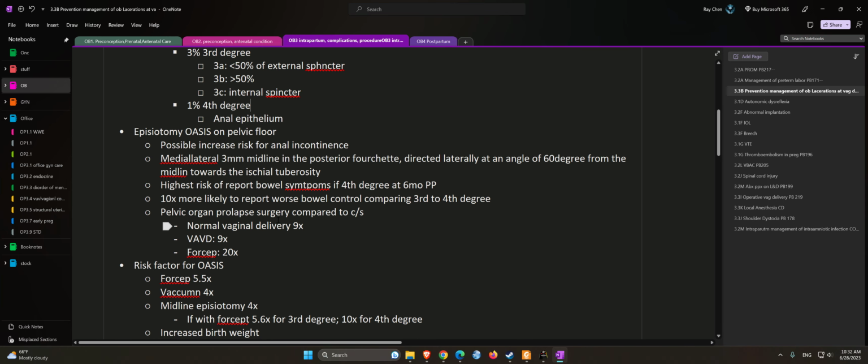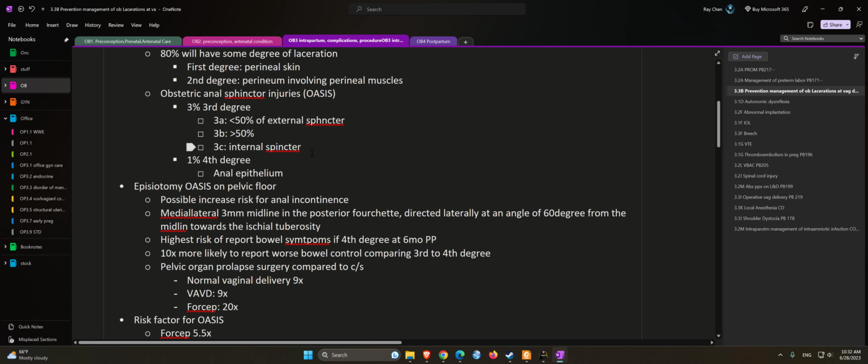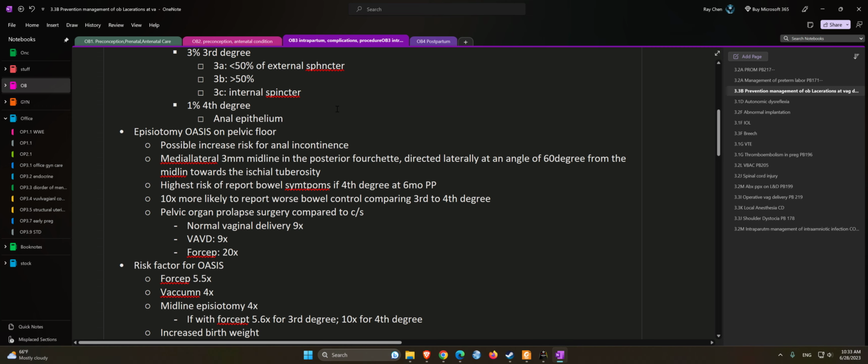Episiotomy. Effects of episiotomy or OASIS on the pelvic floor muscles: there's a possible increase for anal incontinence. Mediolateral episiotomy is a 3 millimeter midline starting point in the posterior fourchette, and directed laterally at an angle of 60 degrees from the midline towards the ischial tuberosity.